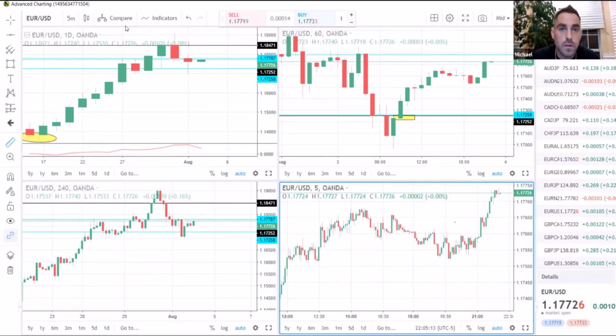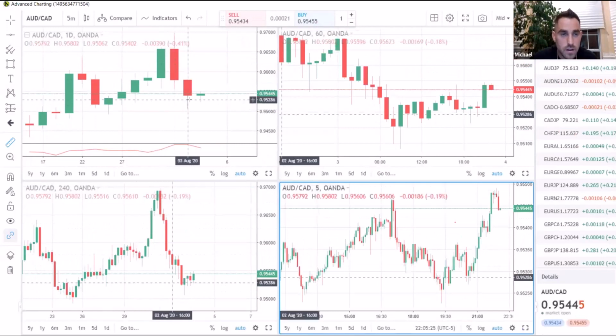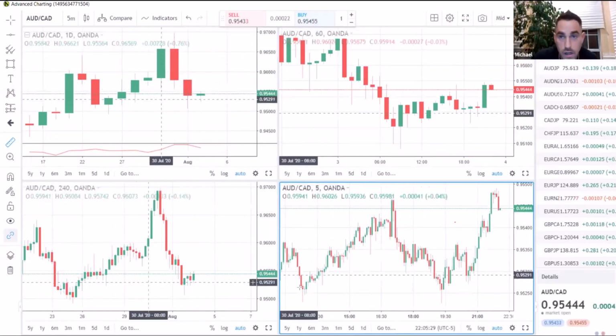Pretty much all day. I'll come right here. I'll go to Aussie CAD. I'm here, I'll identify this. Let's call this red. This is an uptrend with the setup. I then go to the 4 hour and start breaking that down.